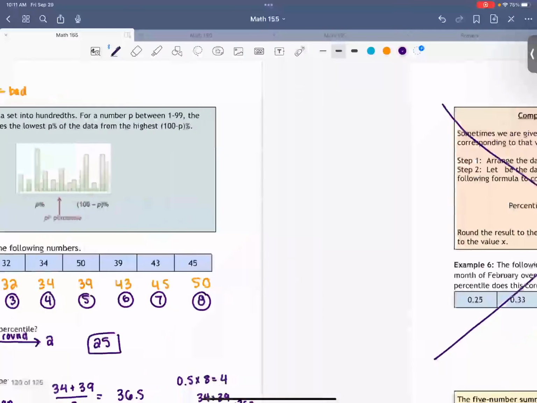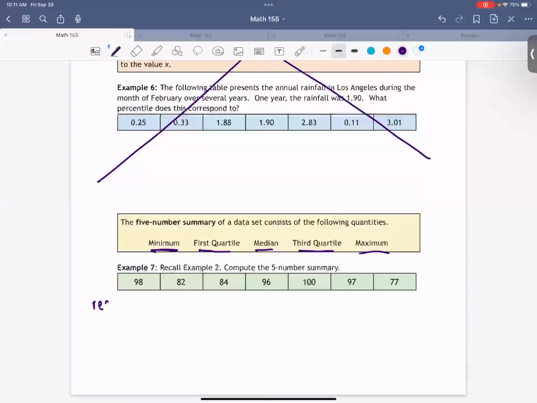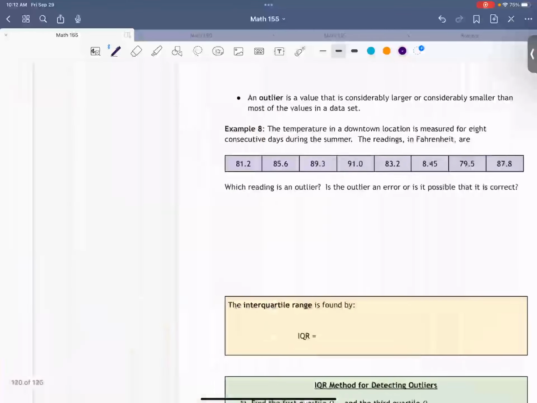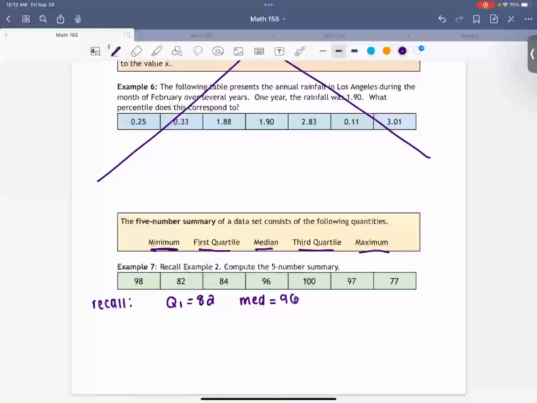So let's just recall here, when we did this, I found that Q1 was 82, the median was 96, and Q3 was 98. Okay. So that's just from example number 2. We already did that. Let's just pretend that we did that in class right now.